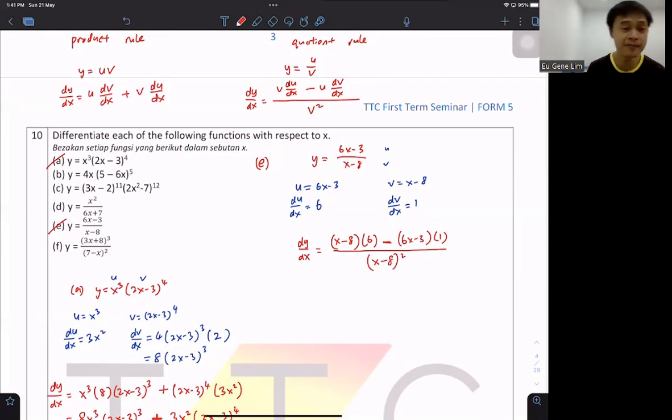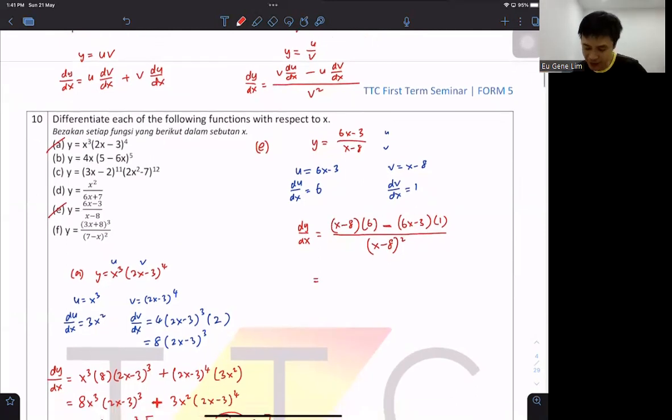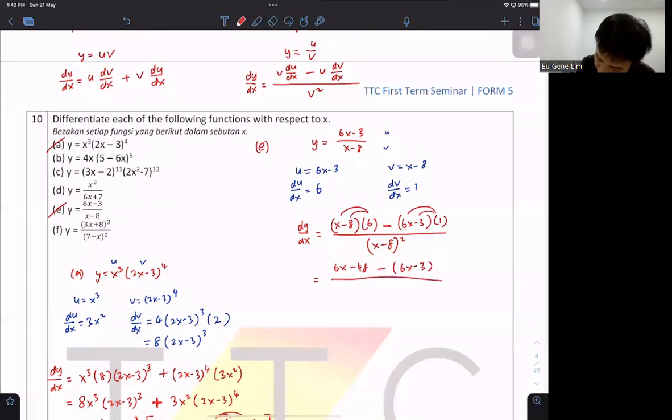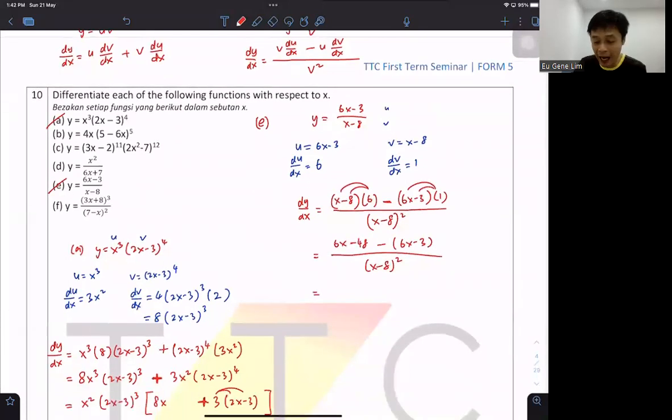So until here you get 1 mark, because you use the formula correctly. Then you do a bit of calculation. You can expand: 6x minus 48. This one, 6x minus 3, 1 times 6 is 6, 1 times 3 is 3. Expand some more, because there's a negative in front here, you have to be careful. So 6x minus 48 minus 6x plus 3.